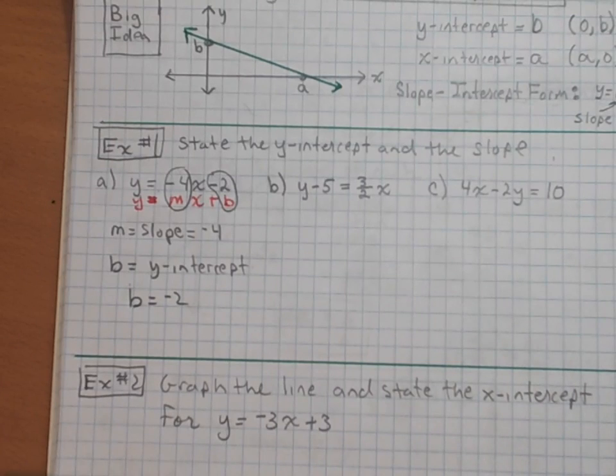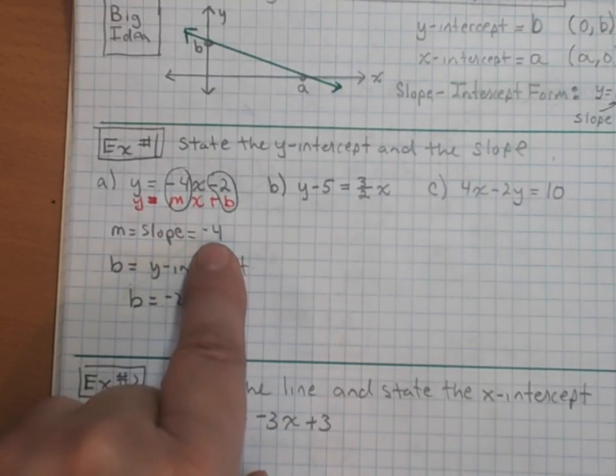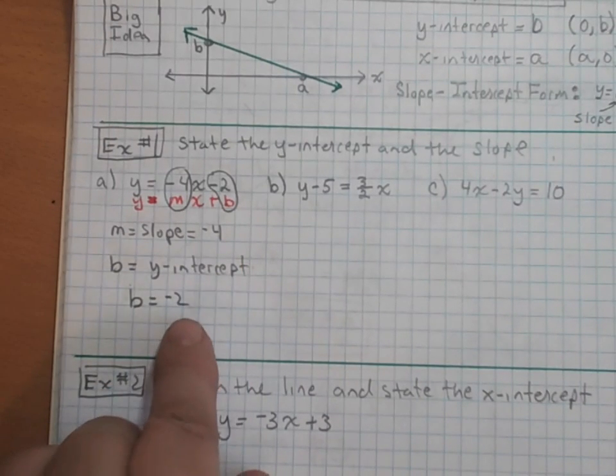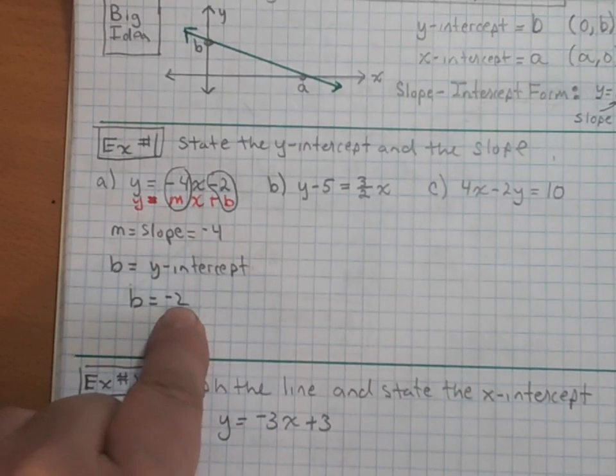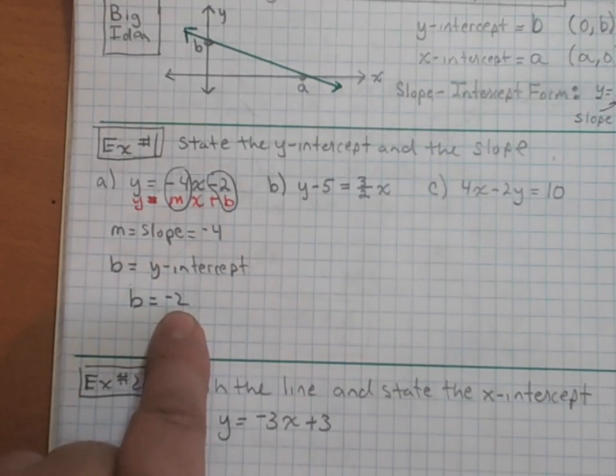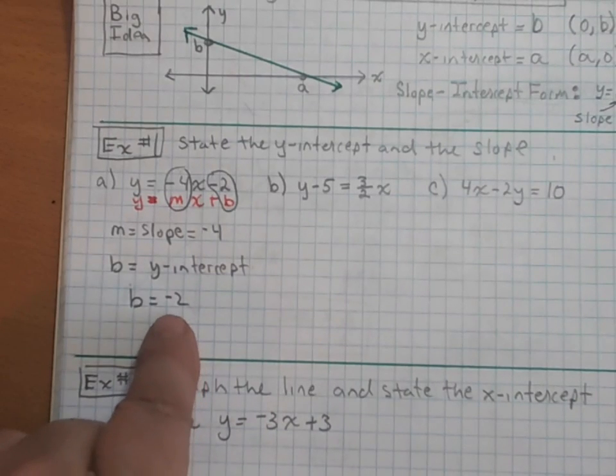Now I do want to remind you that when you go to graph slope, we need a rise and a run, so don't forget that we can write this as a fraction by just putting a 1 under it. And the y-intercept is a location, so you'll be going to the y-axis and you plot this point on the y-axis. So (0, -2) is the point that we would plot.